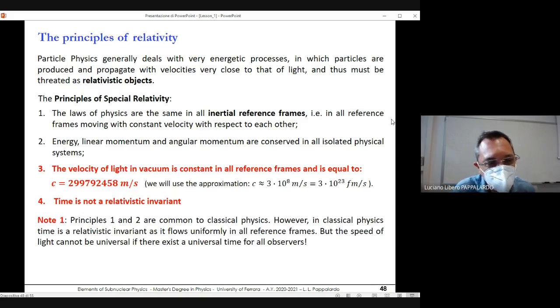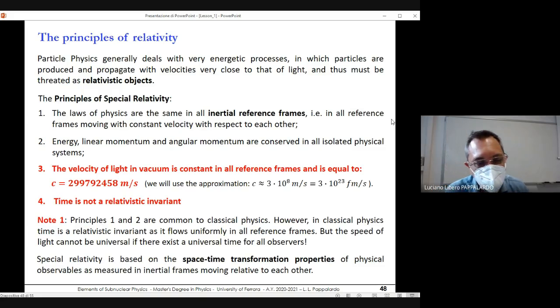And the other revolution is that time is not a relativistic invariant. This means that the flow of time depends on your reference frame. So principles 1 and 2 are common to classical physics. However, in classical physics, time is a relativistic invariant, so it flows uniformly in all reference frames. But of course, the speed of light cannot be universal if there exists a universal time for all observers. So fixing the speed of light for all observers means that time cannot flow uniformly for all of them.